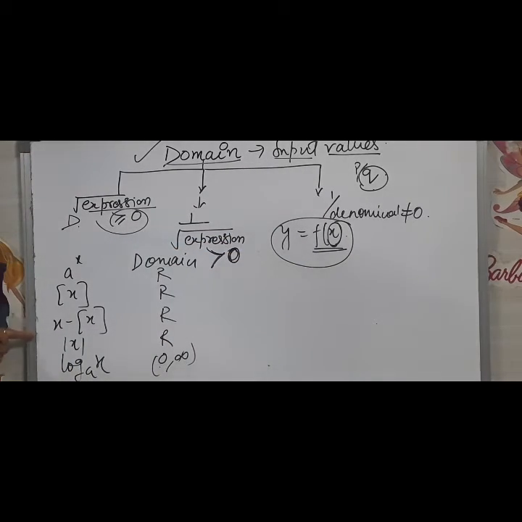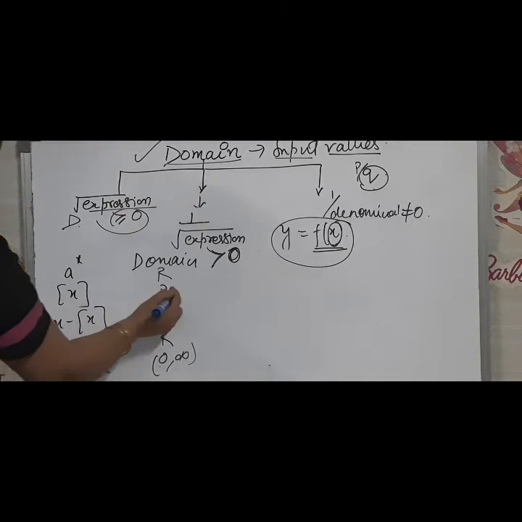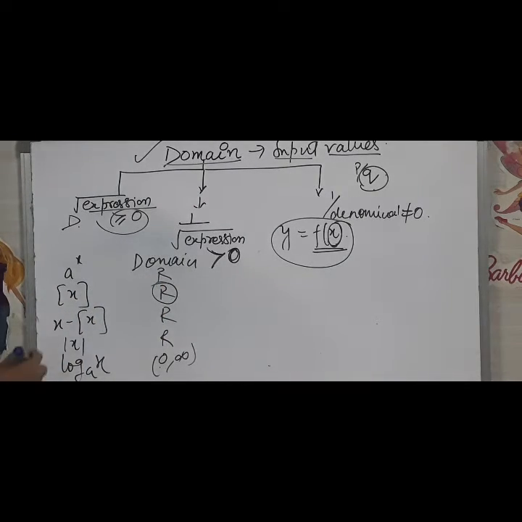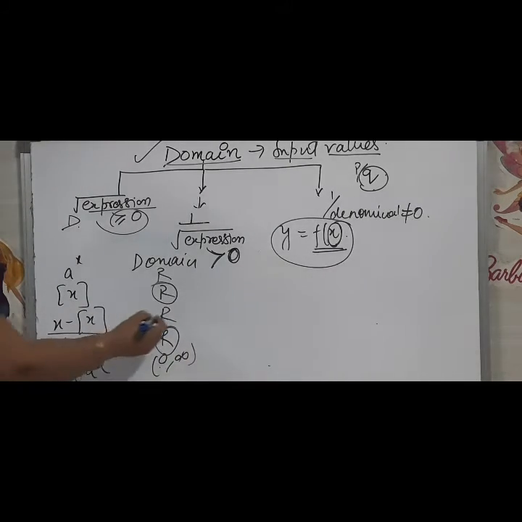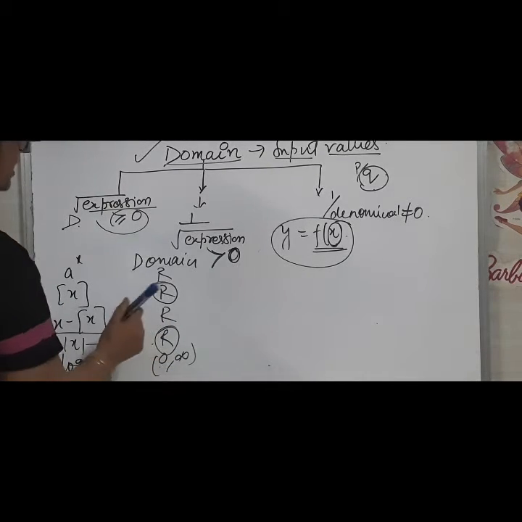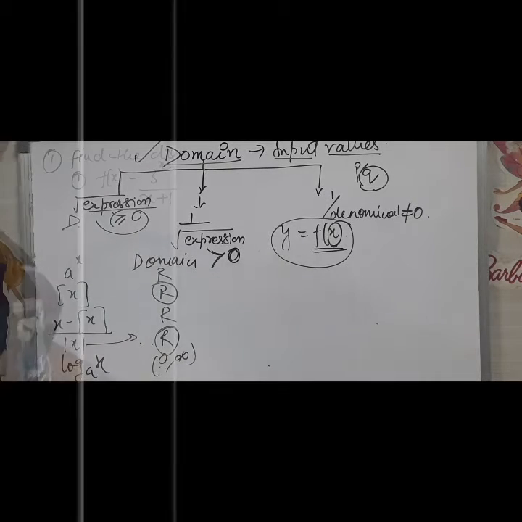Now, please write this one. This is very important. Some of the functions are there. This is a to the power x. The domain will be real numbers. And it is not a bracket, it is the greatest integer function. This is also real numbers. And it is the fractional part, meaning x minus the greatest integer function, real numbers. And if I am taking the mod of x, this is also real numbers. But for log, the domain will always be 0 to infinity. Let's start with the questions.